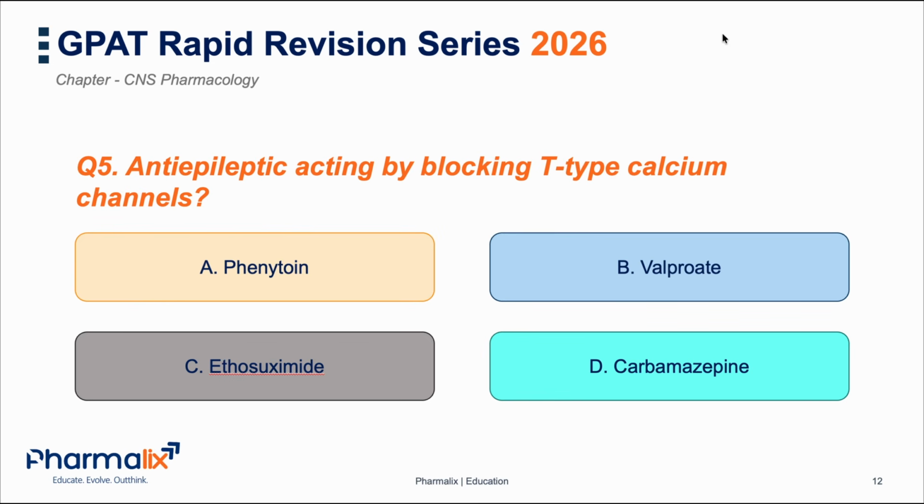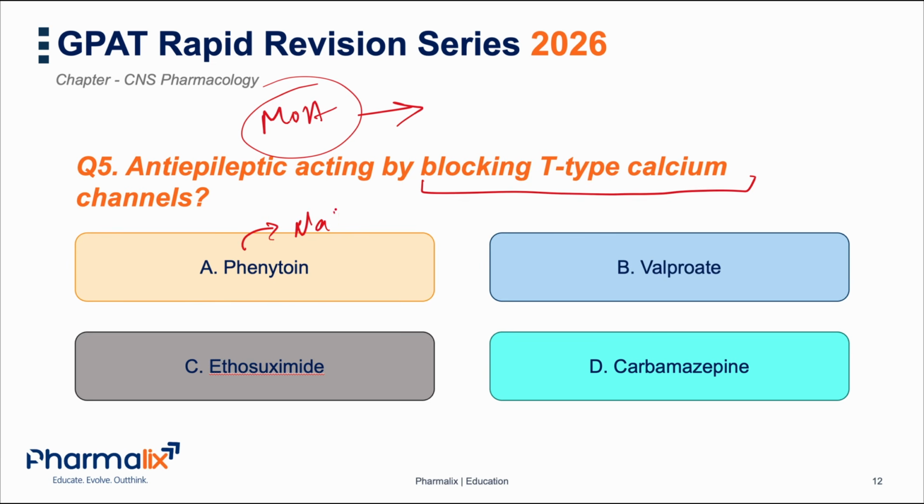Next question is anti-epileptic acting by blocking T-type calcium channel. So an anti-epileptic drug that acts by blocking the T-type calcium channel. This is basically a mechanism of action question. Okay? So a drug which has blocking activity of T-type calcium channel. Let's understand the mechanism of action of all these drugs. What does phenytoin do? In simple words, the main action of phenytoin is to block the sodium.